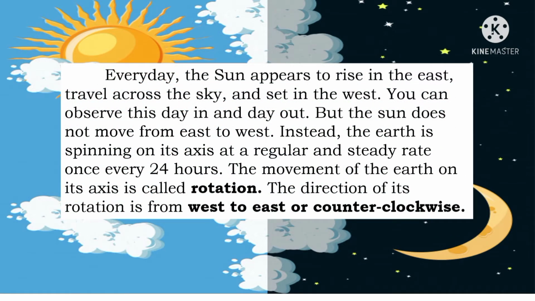Every day, the sun appears to rise in the east, travel across the sky, and set in the west. You can observe this day in and day out. But the sun does not move from east to west. Instead, the earth is spinning on its axis at a regular and steady rate once every 24 hours. The movement of the earth on its axis is called rotation. The direction of its rotation is from west to east or counterclockwise.